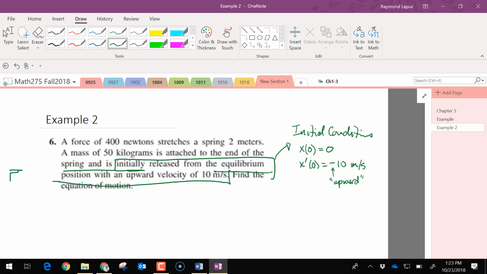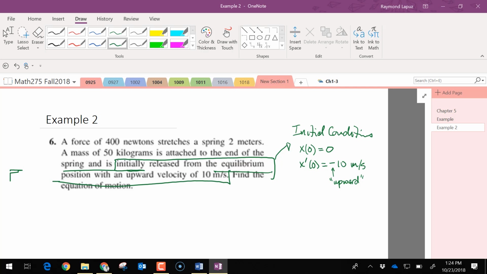You mean which system to use, metric or otherwise? I think you should just go by what the problem has. I'm not going to expect you to convert from feet to meters and vice versa. So whatever you're given, you should just use that system.